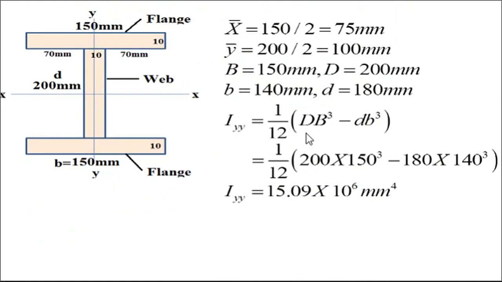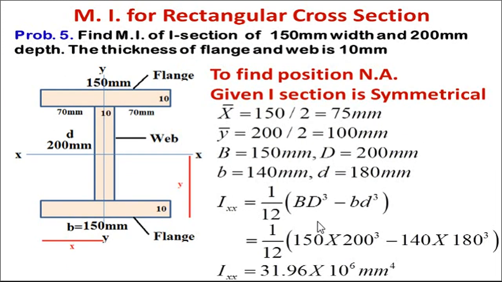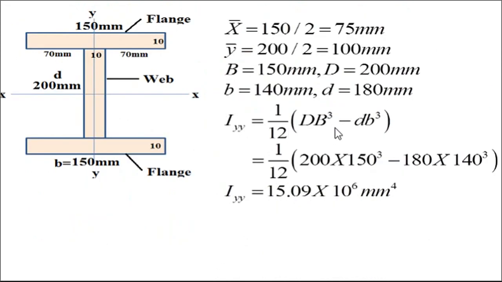Iyy is equal to DB cube by 12. Because for Ixx we have taken BD cube by 12 minus bd cube by 12, so here it is DB cube by 12 minus db cube by 12. If you put all the values, you will get the MI about the yy axis, and it is 15.09 into 10 to the power 6 mm to the power 4.